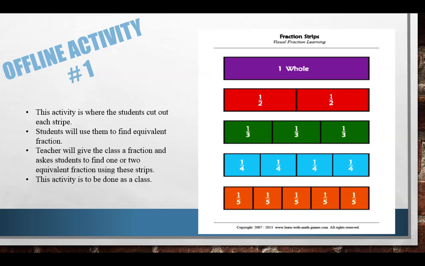And then the offline activities. There are 3 offline activities in this lesson. The first one, as you can see, is the fraction strips. As I talked about in the lesson, the students will cut out each strip and use them to find equivalent fractions. The teacher will give the class a fraction and ask the students to find 1 or 2 equivalent fractions using these strips. And this activity is done as a whole class.